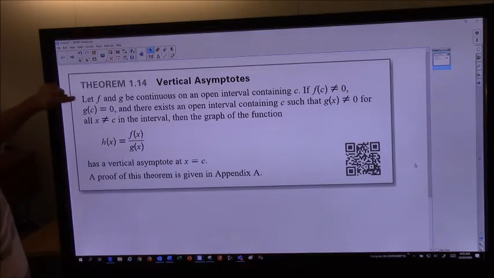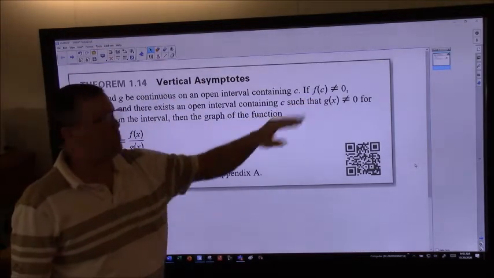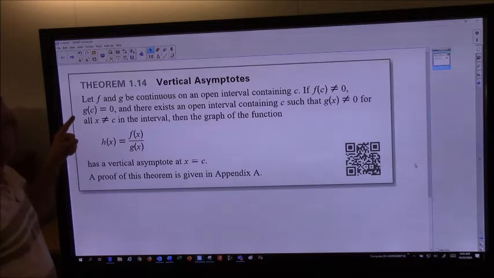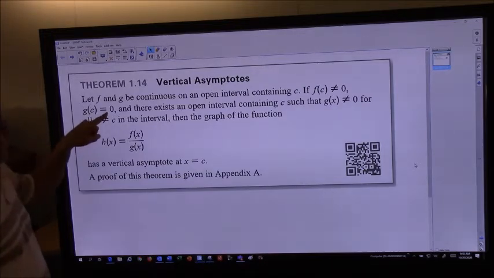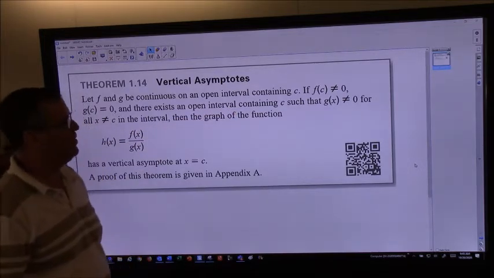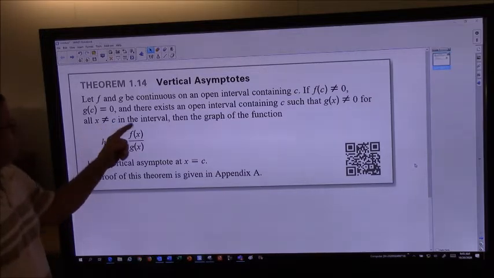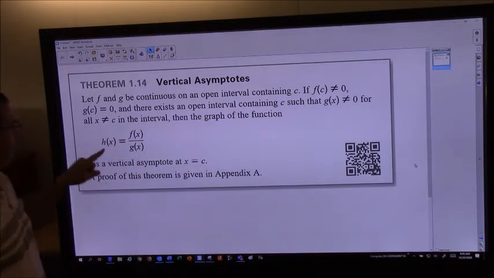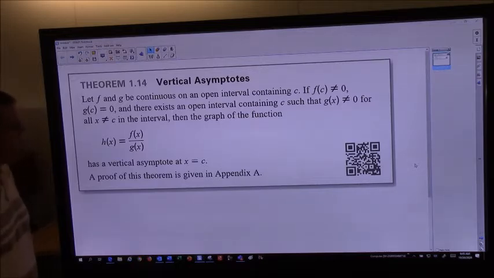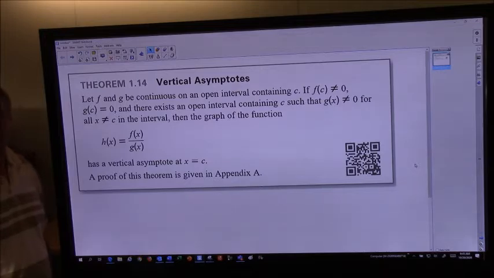It says let f and g be continuous on an open interval containing c. All right, we know what continuous means. If f of c does not equal 0, and g of c does equal 0, and there exists an open interval containing c such that g of x does not equal 0 for all x not equal to c in the interval, then the graph of the function h of x equals f of x over g of x has a vertical asymptote at x equals c.